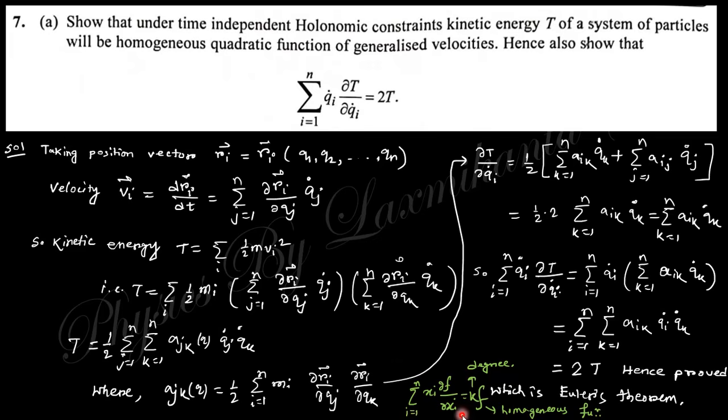This is nothing but the Euler theorem, which says that the summation over i equals 1 to n of x_i del f by del x_i is nothing but k times f. k is the degree and f is the homogeneous function. I think it is clear. Next question.